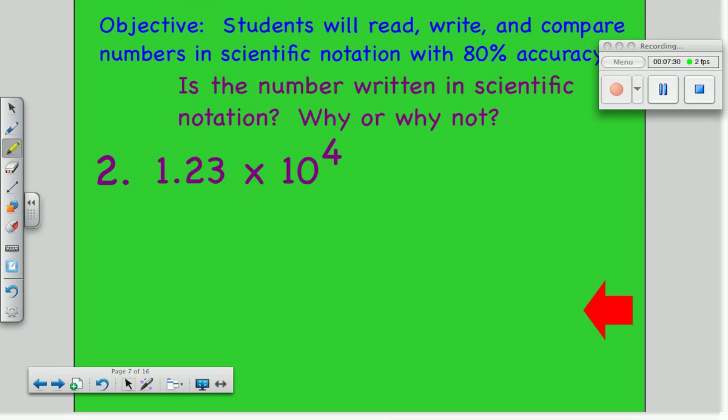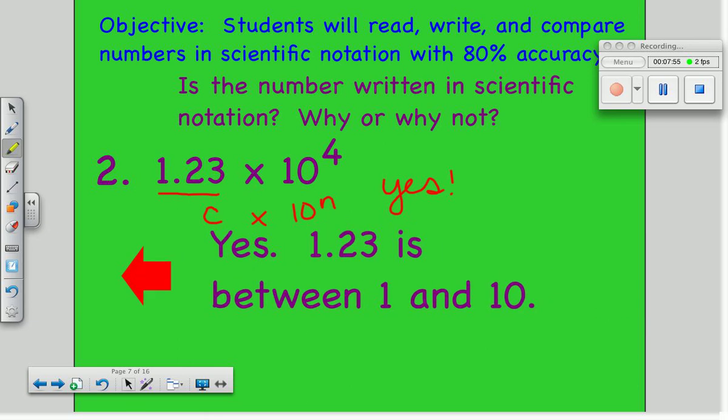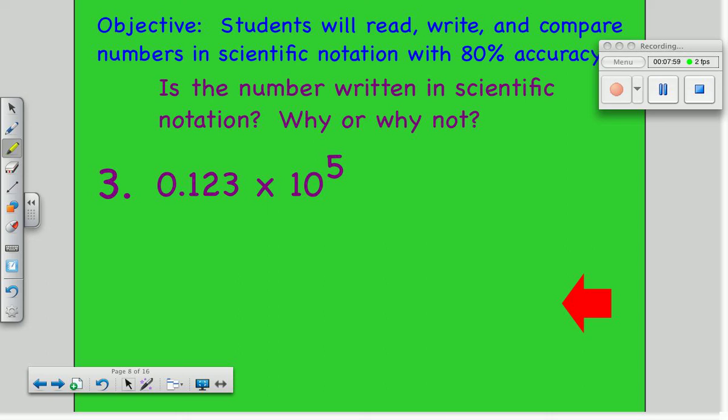1 23/100 times 10 to the power of 4. Is that in scientific notation? So we have 10 raised to a power. That's good. And now our letter C. Is this number 1 or greater than 1? Yes, it is. It's 1 23/100. And is it less than 10? Yes, it is. So our answer is yes, because 1 23/100 is between 1 and 10. And that's what has to happen every time for scientific notation.